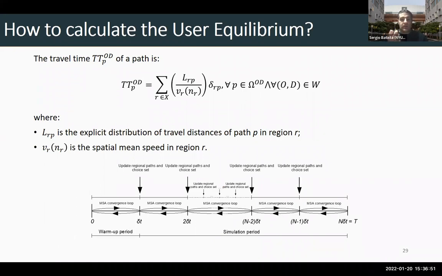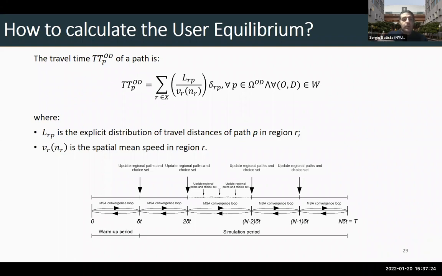Here we have to notice that the travel time, instead of being a ratio between a fixed travel distance divided by the traffic dynamics, so basically the mean speed in the region, we have an explicit distribution of travel distances divided by the spatial mean speed in the region. And here we'll be targeting the deterministic user equilibrium. So basically the travel times will just be given by the average of the distribution of travel distances and of the mean speed.